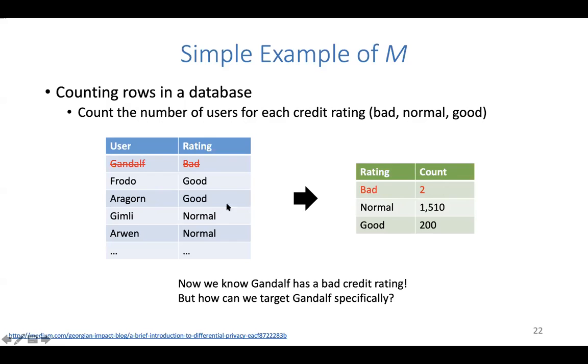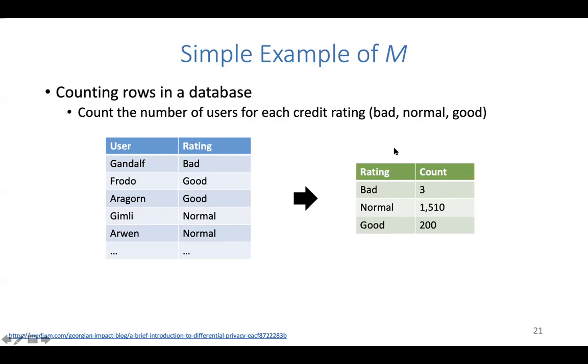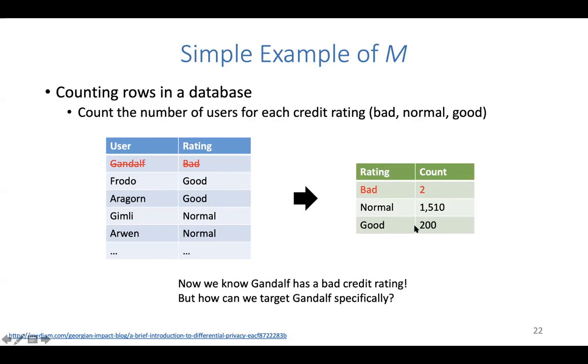Before, we didn't know. There was no way we could find out Gandalf had a bad rating. Simply by looking at this aggregate data, there's no way we can tell that Gandalf had a bad rating. But by removing Gandalf and then seeing the different outcome, we know that Gandalf had a bad rating. So that is a privacy leak, basically.